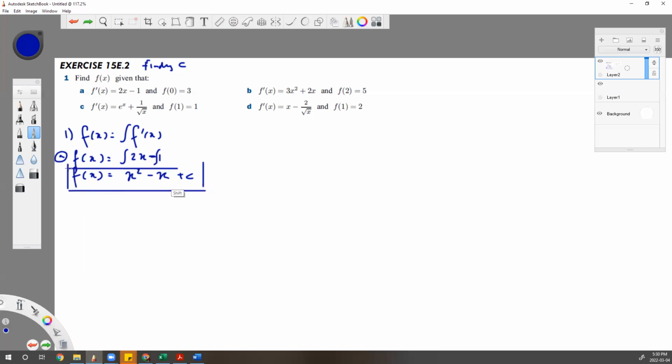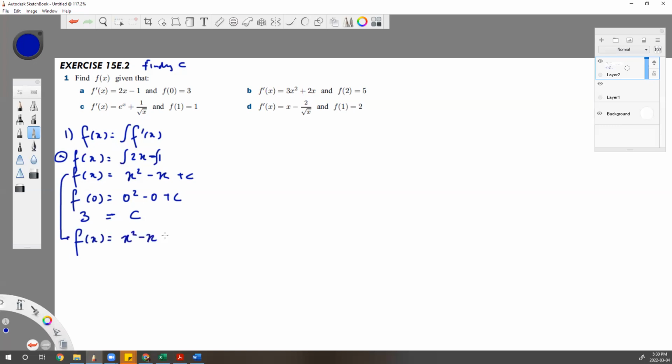But we have the clue. f(0) equals 3. So f(0) equals 0 squared minus 0 plus c. f(0) is 3. So 0 plus c, so c itself is 3. After you get this, f(x) is supposed to be written in terms of c, not in terms of x. So what you need to do is find c, substitute it, and put it back into f(x).